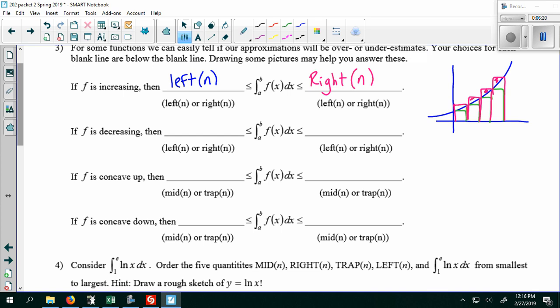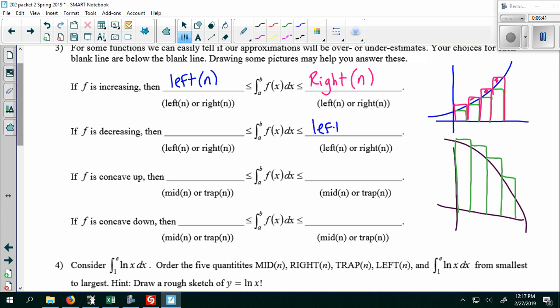All right, what about when f is decreasing? Maybe it looks different. So here's a decreasing function. When I do left rectangles, I get something that looks like this. And that is an overestimate, which means that left n is above the exact value of the integral.